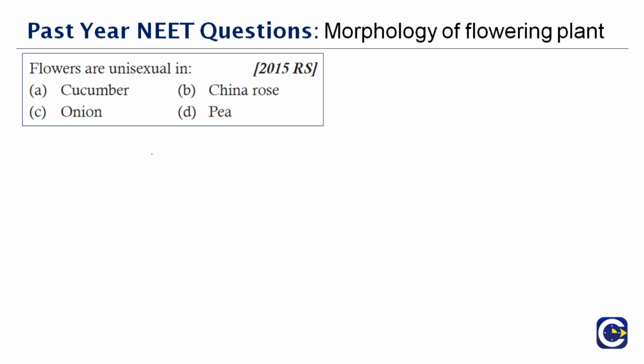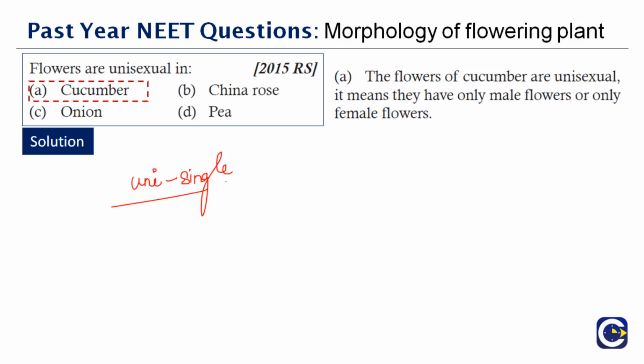Next question here. Flowers are unisexual in dash. This question was asked in the year 2015 and it's an easy question too. The flowers of cucumber are said to be unisexual. It means that they will have only a male flower or only a female flower. Uni means single, right? So either they will have male or female, not both. So flowers are unisexual in option A, cucumber, which is the right answer.